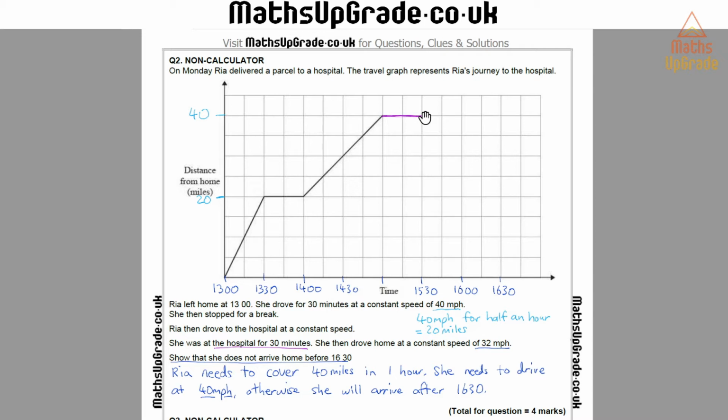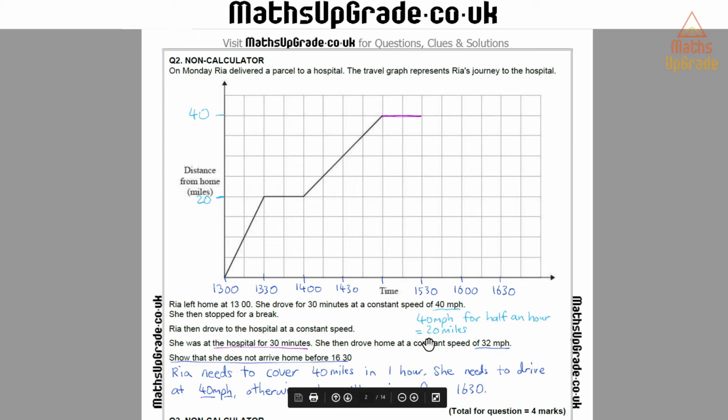Show that she does not arrive at home before 1630. Well, if she's going to get home at 1630 and she's leaving at 1530, that means she needs to get home in an hour. To get home in an hour, she needs to travel this distance in 1 hour. She needs to travel 40 miles per hour. If she travels at 40 miles per hour, she'll get home just in time.